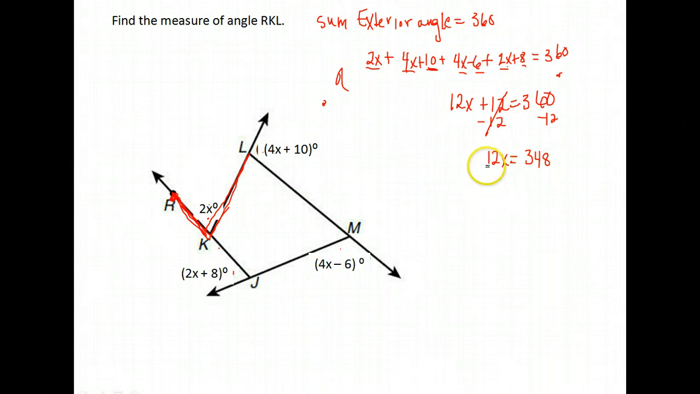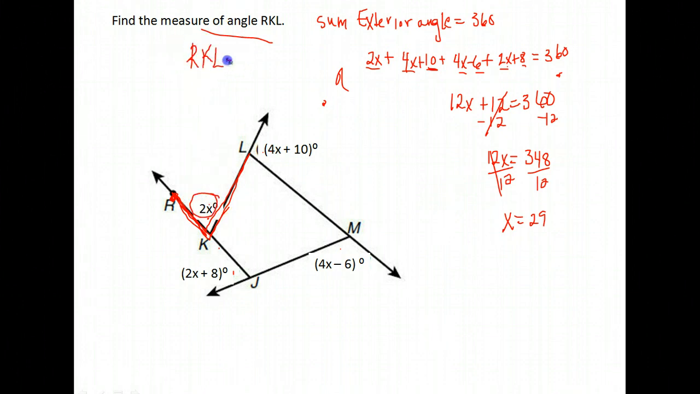Okay, then we have 12 times x, so we do the opposite, divide both sides by 12, and we will have our answer for x, but we're not done. Okay, so we get x is 29. Now the question asked, what's the measure of angle RKL? We found out x is 29, so now we can come back to angle RKL.